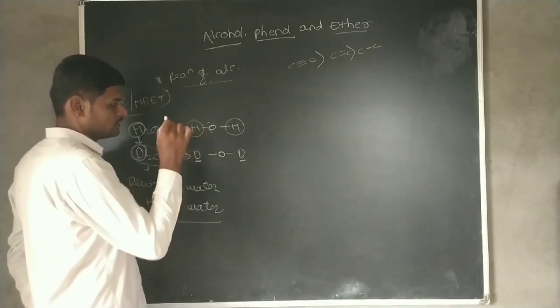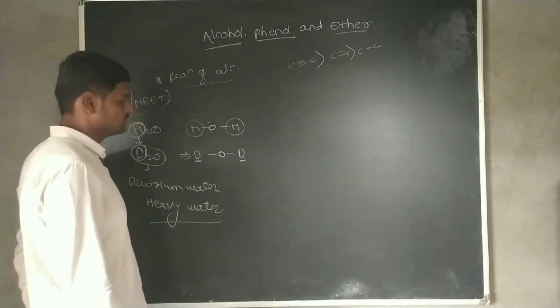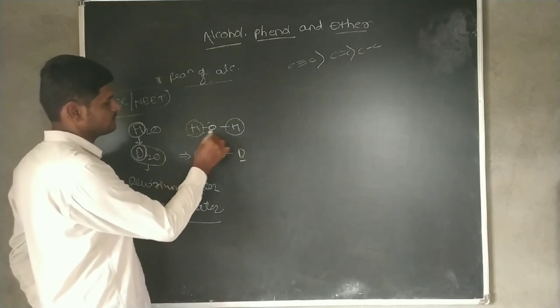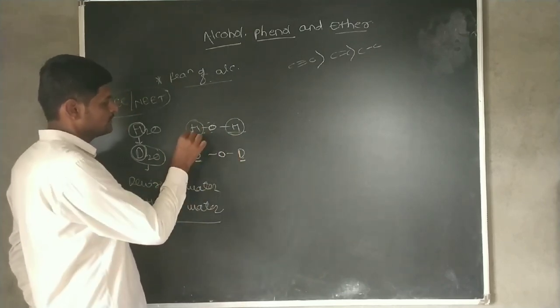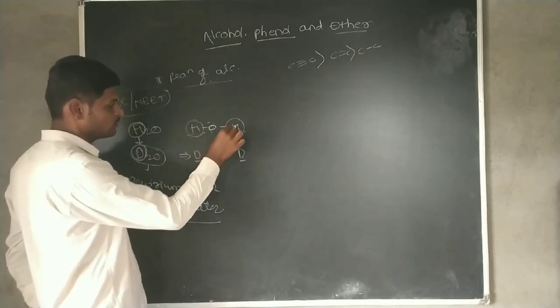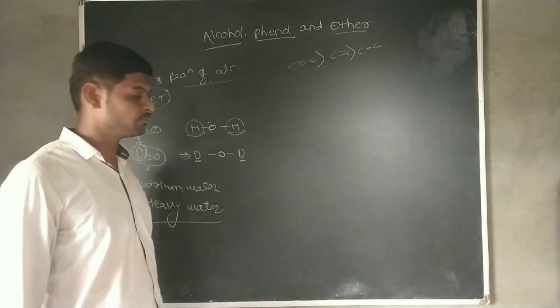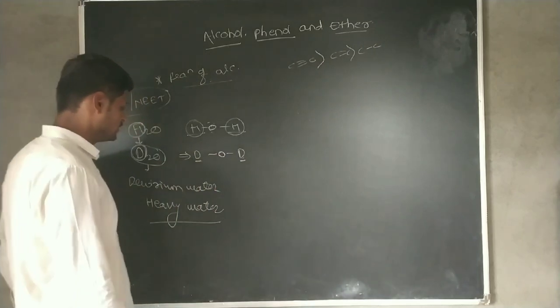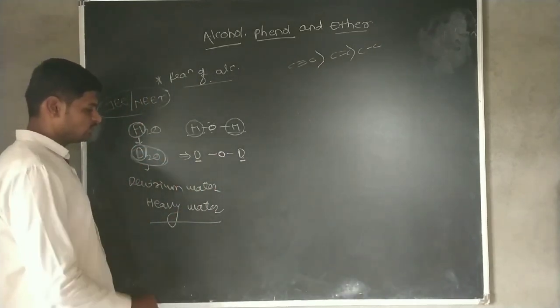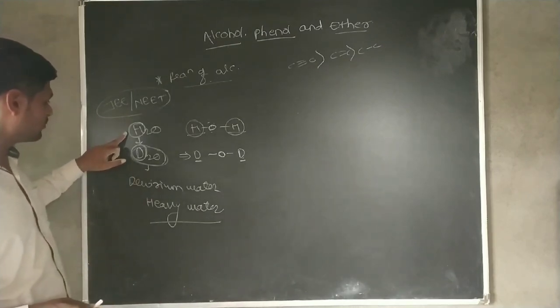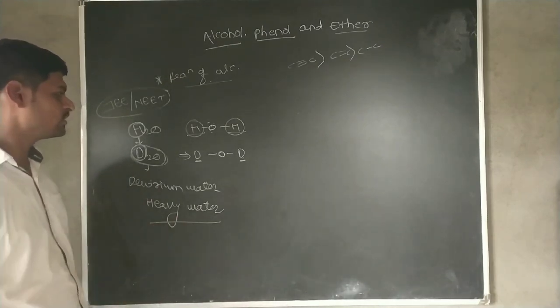Once again, this deuterium water is prepared from ordinary water, where the hydrogen atoms are replaced by two deuterium atoms. Deuterium is an isotope of hydrogen. It forms deuterium water, which has a higher molecular weight than normal water. Therefore, it is called heavy water.